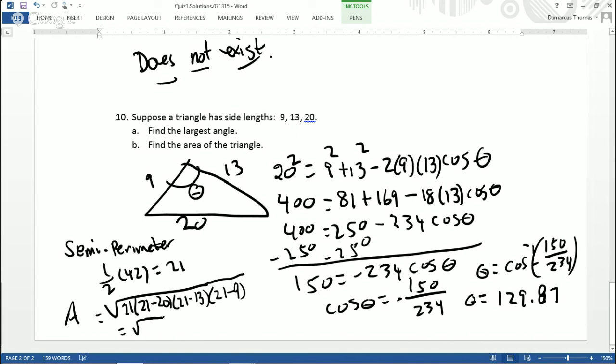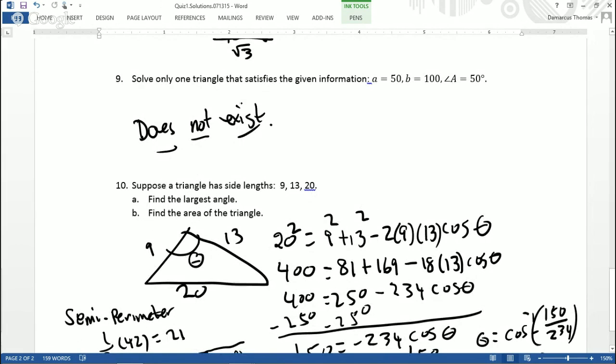So let's keep calculating that. I'm going to get 21 times 1 times, well, what's 21 minus 13? I believe that's 8. And then 21 minus 9 is 12. Now let's keep calculating this. We get 21 times 96. So I'm getting the square root of 2016, and the square root of 2016 is approximately 44.89.